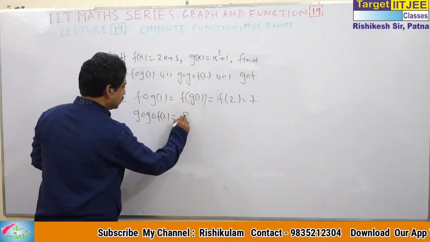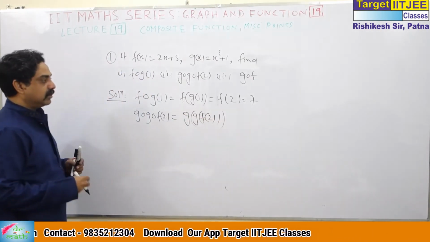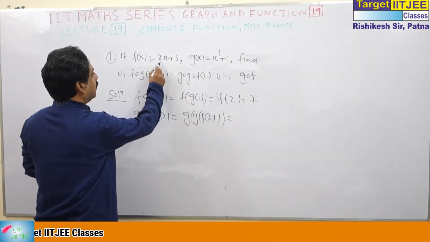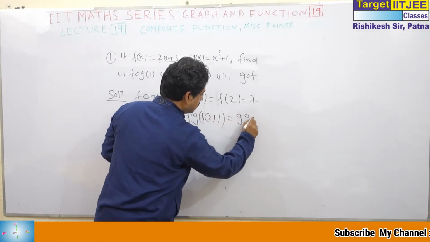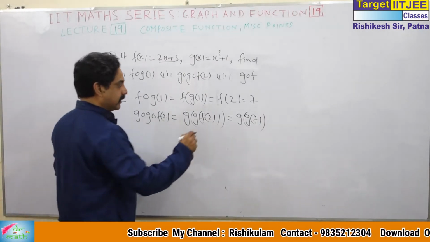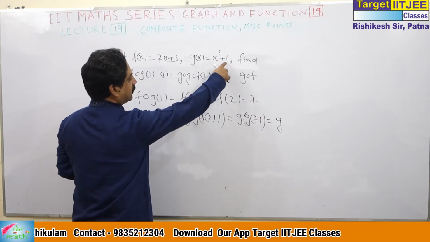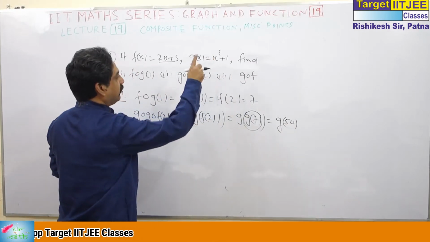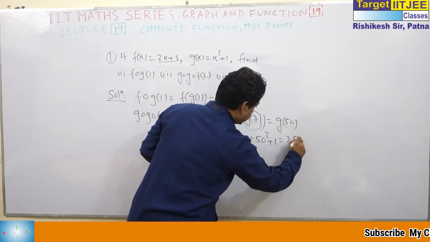But we have to do 3 steps. Why? Actually, this is g of f of 2. First of all, we will calculate f of 2. From here, 2 into 2 plus 3 is 7. Then g of 7. What is g of 7? 49 plus 1, which is 50. And what is g of 50? 50 square plus 1, which means 2501.